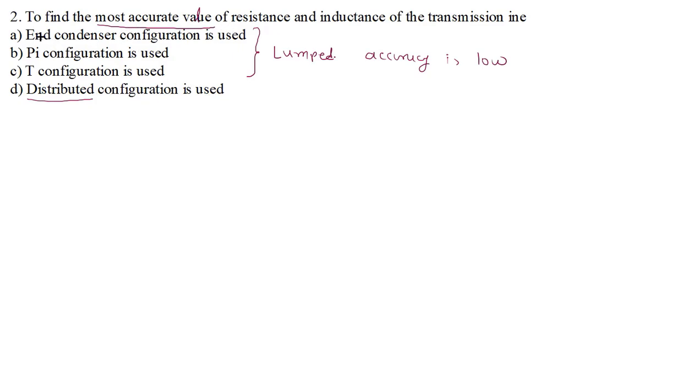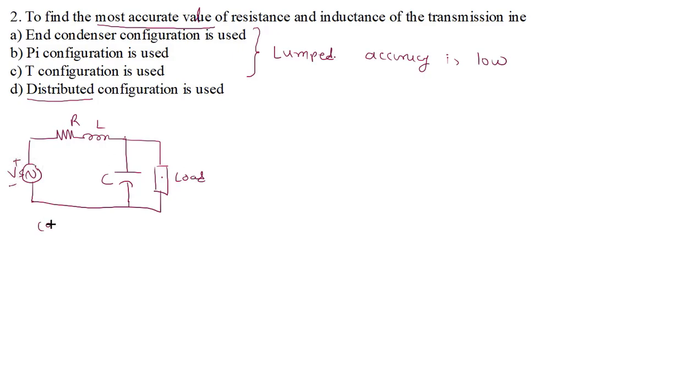If you see the diagram of each, how can we represent the end condenser configuration? Here there is a presence of R, L, and we assume the capacitor to be present only at the receiving end or at the load end. So this is the end condenser or end capacitor model. Condenser is nothing but the capacitor. So R, L, C, and this one is our load. This is the receiving end, this is the sending end.